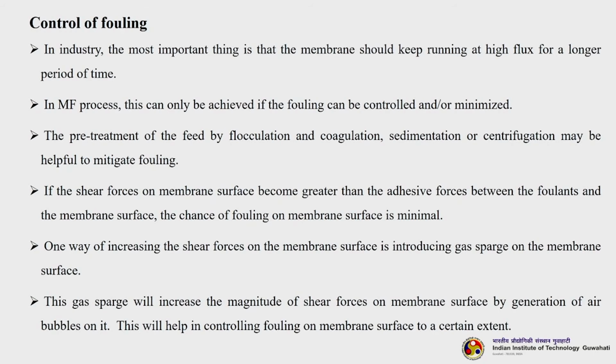So, let us understand the control of fouling. This also we have discussed in our ultrafiltration, but let us just quickly go through. In industry, the most important thing is that the membrane should keep running at high flux for a longer period of time. So, it should be technically sustainable as well as economically sustainable. For the microfiltration process, this can only be achieved if the fouling can be controlled or minimized to a greater extent. The pre-treatment of the feed by flocculation, coagulation, sedimentation and centrifugation may be helpful to mitigate fouling.